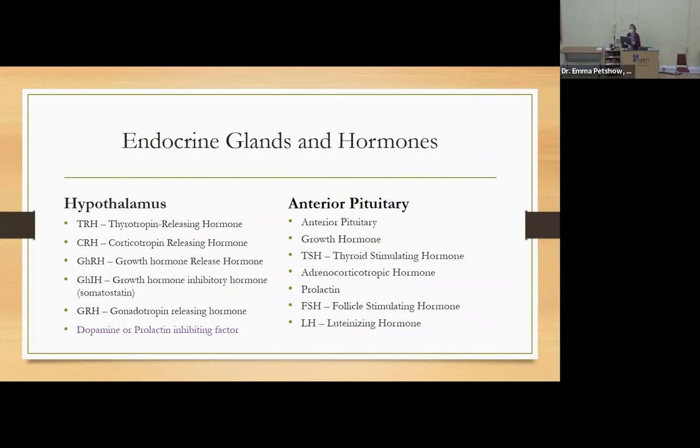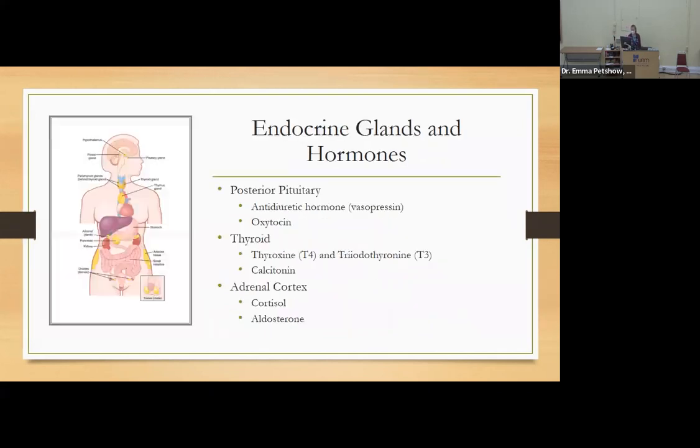I don't have MSH on here. MSH is released from the anterior pituitary. It is seldom tested on your NCLEX. So it's good to know, but I have yet to see a question referring to MSH specifically on the NCLEX exam, but it does come from your anterior pituitary. Posterior pituitary, your antidiuretic hormone, otherwise sometimes known as vasopressin, and oxytocin.